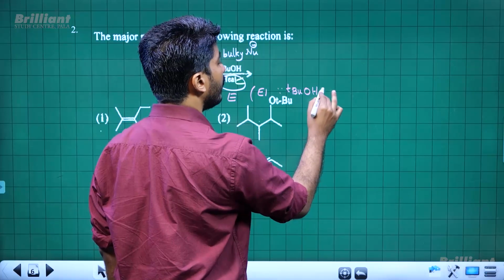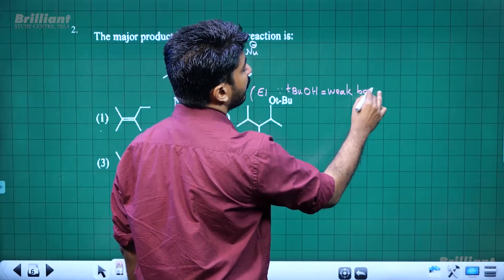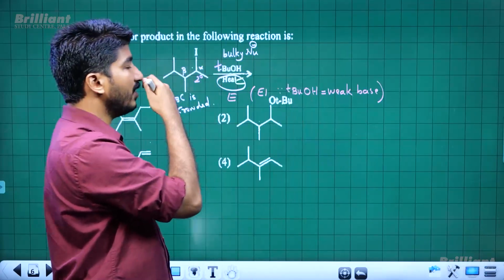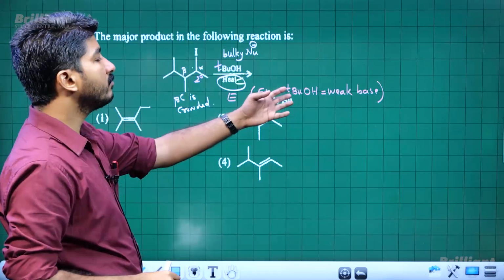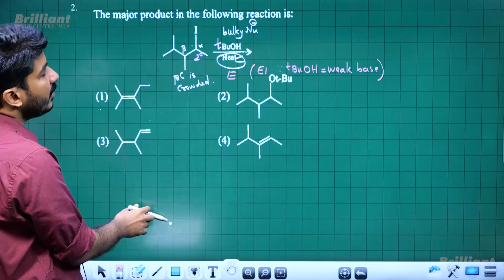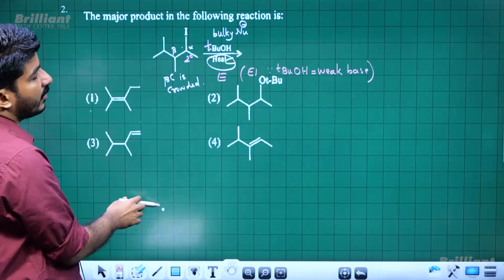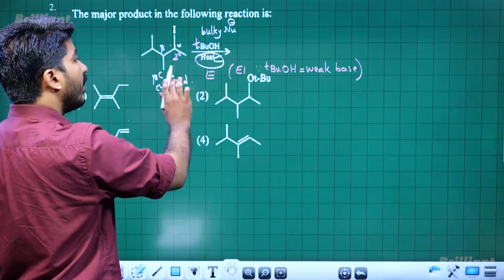Tertiary butyl alcohol is a weak base. It is neutral, right? Tertiary butoxide would be a strong base. Tertiary butyl alcohol will be a weak base due to neutral character. Okay, so E1 occurs because tertiary butyl alcohol is a weak base. Elimination occurs because of steric factors and heating.